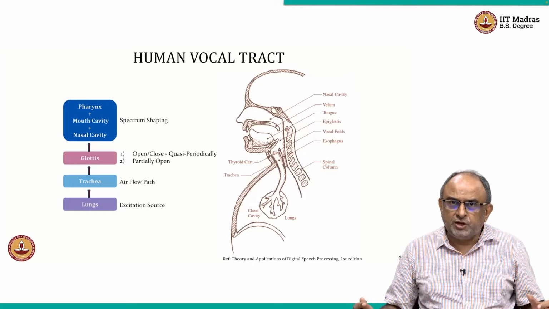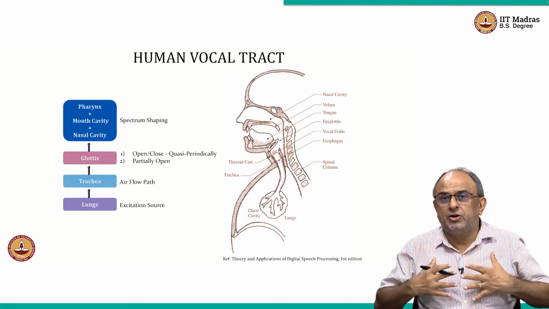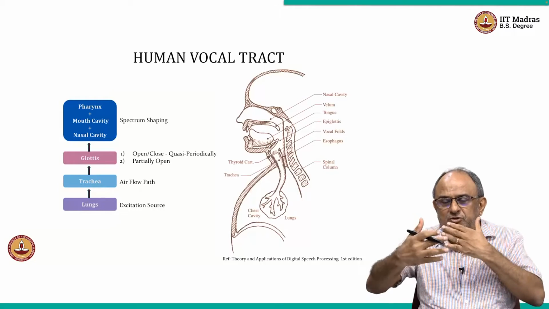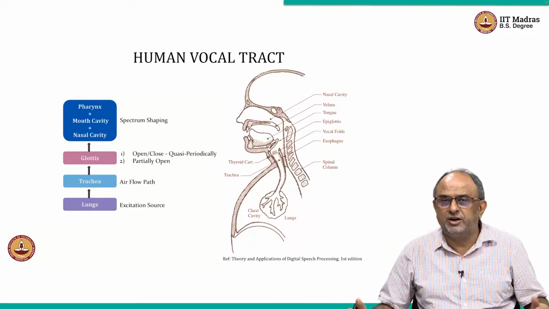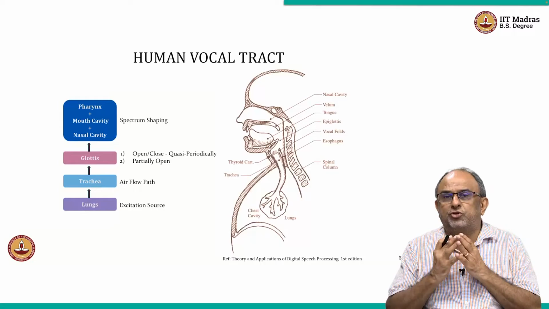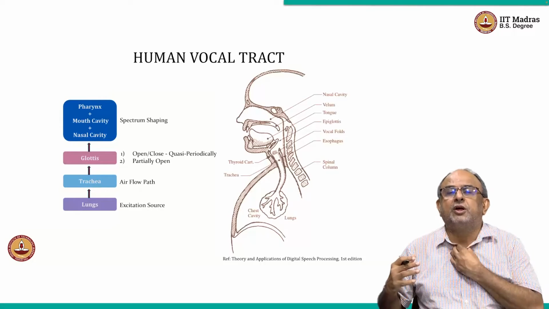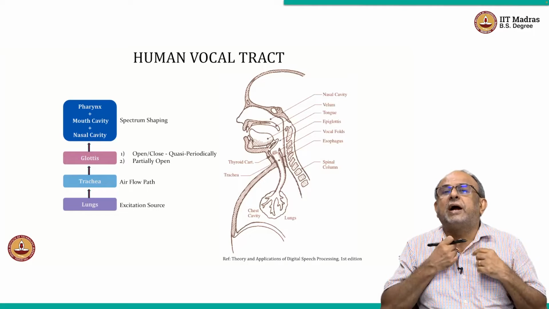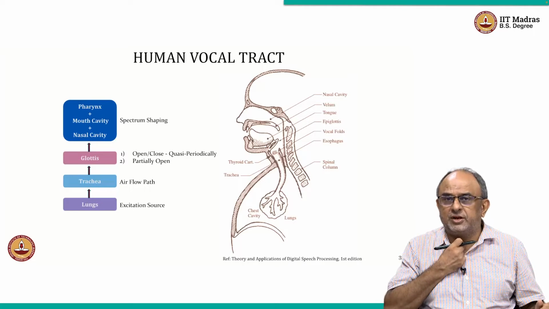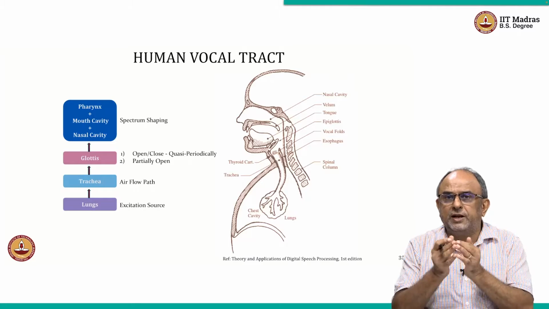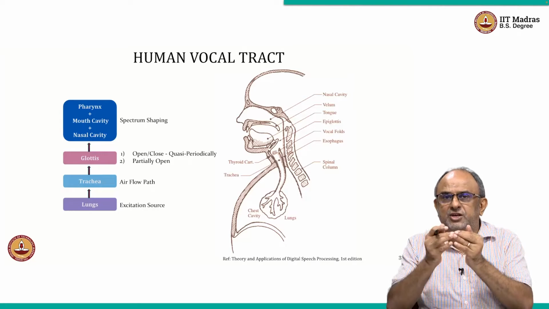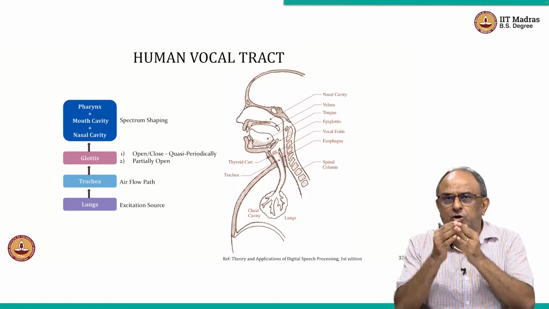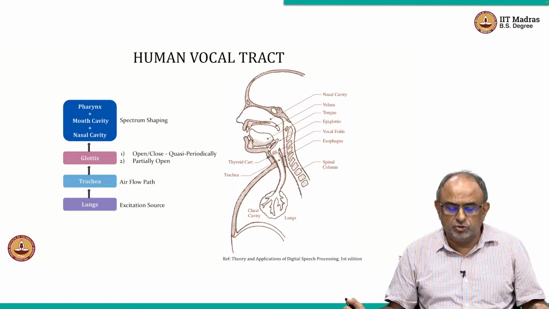Physically we need the lungs to produce the air flow. Speech, remember, is only a compression and rarefaction that comes out of my mouth. So the lungs force the air out through the trachea, and at this point there is something called the glottis, which is nothing but the vocal cords that open and close.